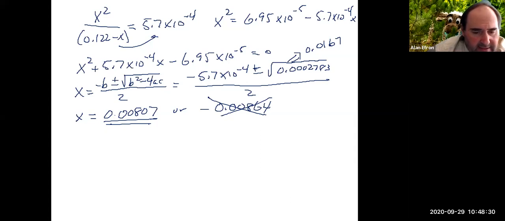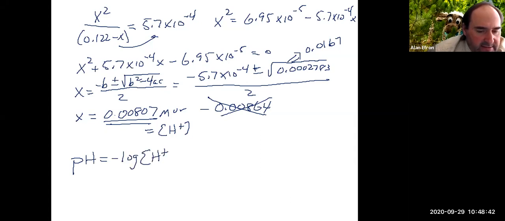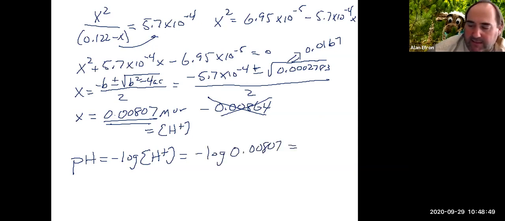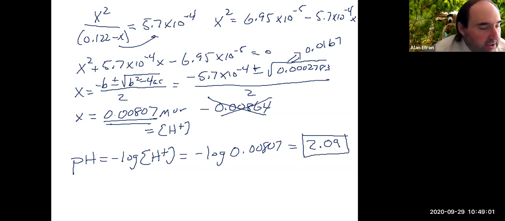That means this should also equal our H plus concentration if we go back to our table. Then pH is equal to minus the log of the H plus, which would be minus the log of 0.00807. That will get us 2.09, the pH in this particular case. Any questions on any of that?